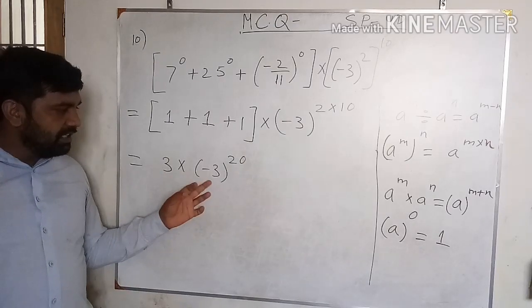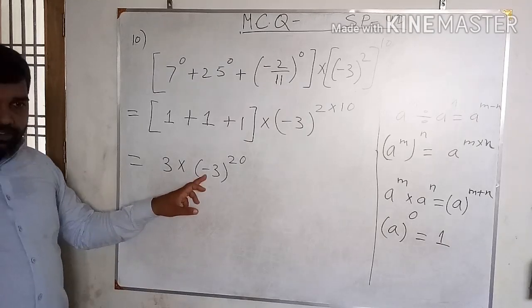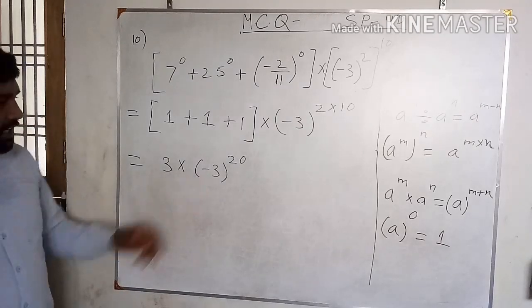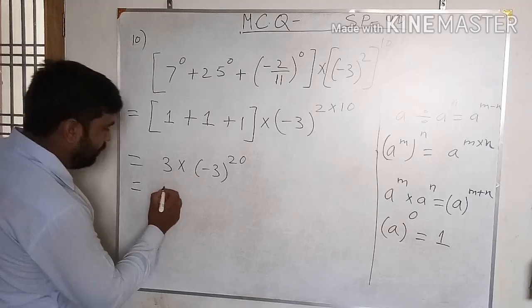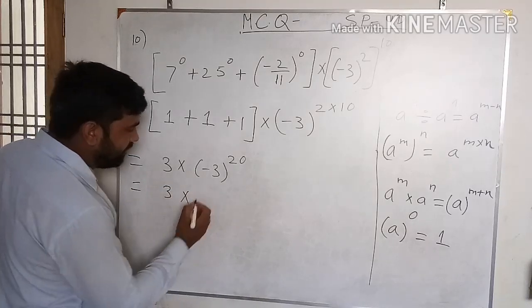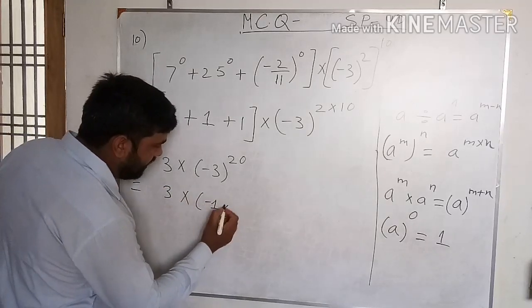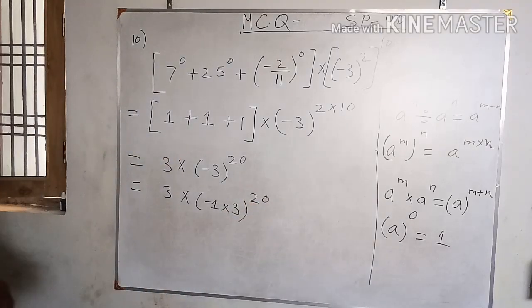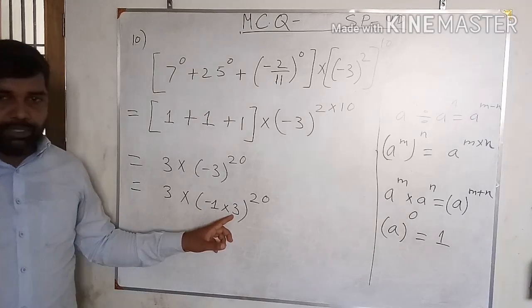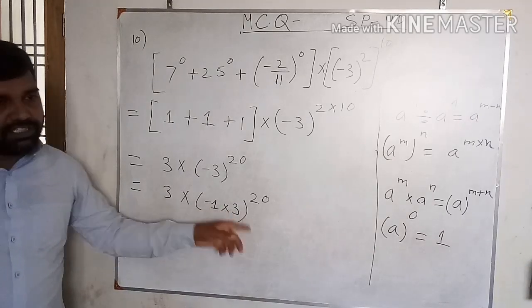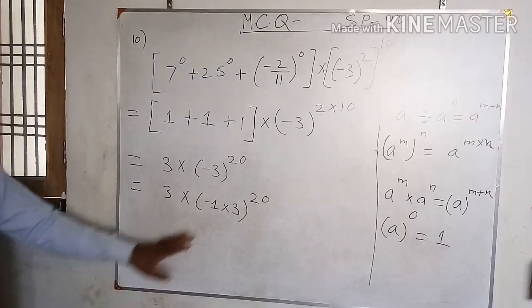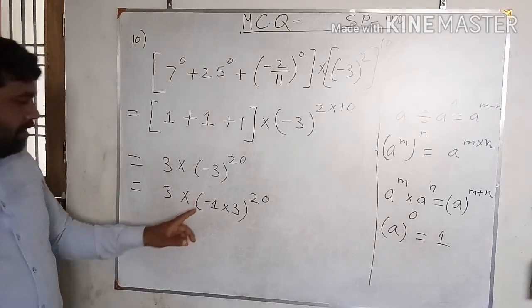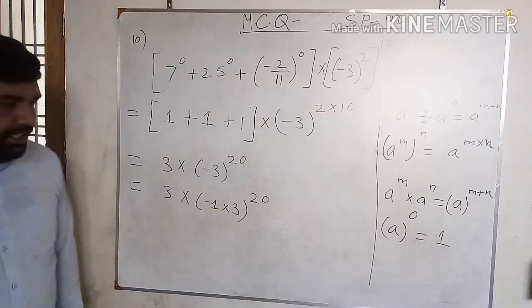So how can I make the bases the same? In place of minus 3 you can write minus 1 multiply 3, to the power 20. Because minus 1 times 3 is minus 3, this will give the same value.